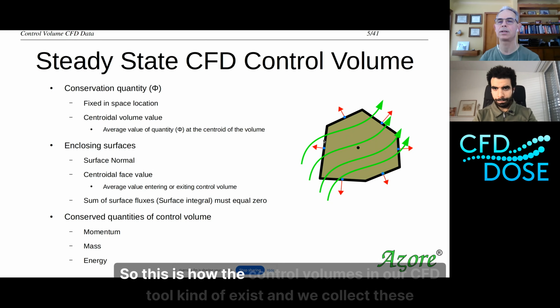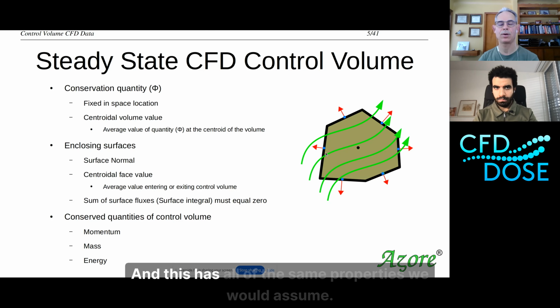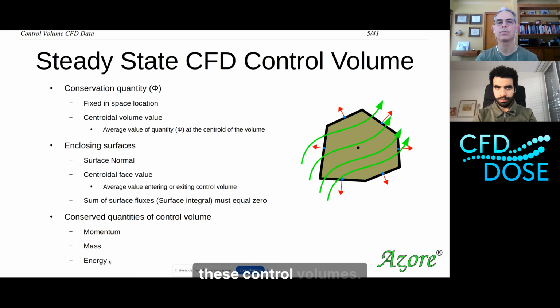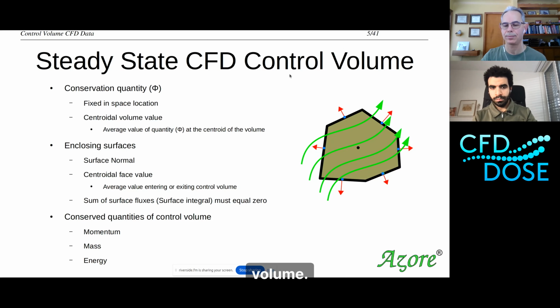So this is how the control volumes in our CFD tool exist, and we collect these together. And this has all of the same properties we would assume. And we can conserve quantities such as momentum, mass, and energy in each one of these control volumes. For steady state, we're just going to take a look at a steady state control volume.